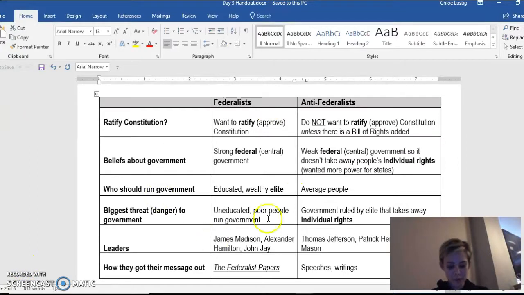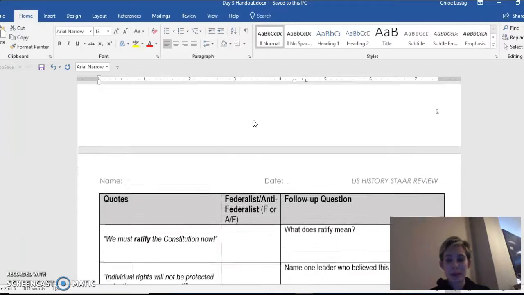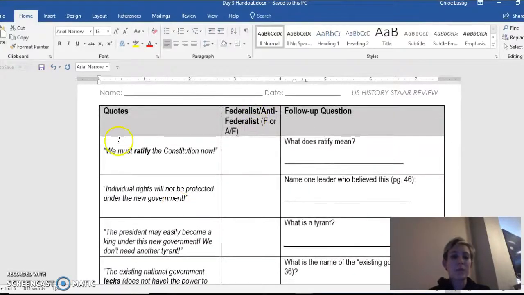Alright, so further down on this page 2, you'll see a chart with the words Federalist and Anti-Federalist. This is like a little cheat sheet to help you with the activity on the next page, which is where you're going to be looking at a quote, identifying it as being Federalist or Anti-Federalist with an F or A/F, and then a follow-up question. So let's do the first one together.